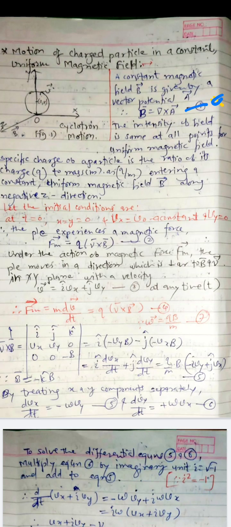Now, the intensity of field is same at all points for uniform magnetic field. When the intensity of field is same at all points, it is known as uniform magnetic field.